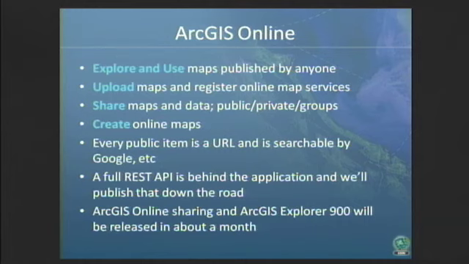Every public item is a URL, actually, in the application, so it's searchable by Google and other major indexing systems. There's also a full REST API behind the sharing application, and we'll publish that down the road. And then lastly, ArcGIS Online sharing and ArcGIS Explorer 900, which is what I was showing earlier here, will be released in about a month.